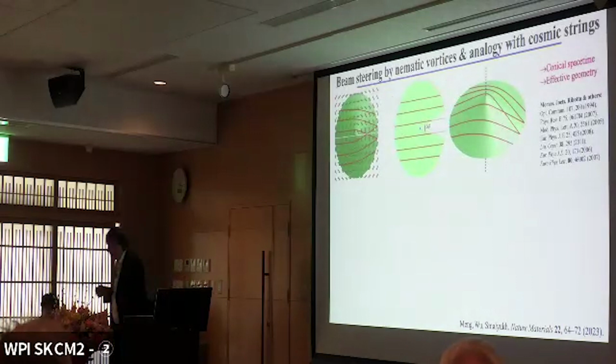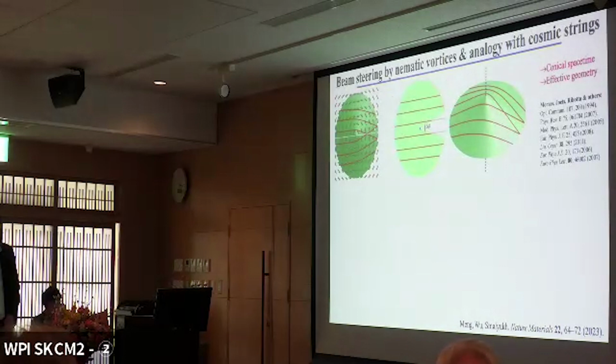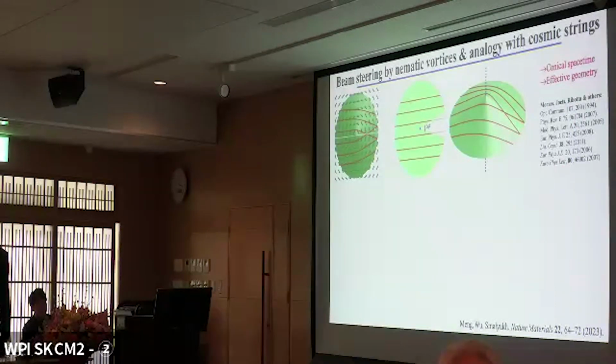And what's very interesting is that this effective cone geometry of refractive index is giving us the focusing of light and steering of light, similar to what was predicted in many works in the past for light steering by cosmological strings, cosmic strings. And so in that case, we have this cone geometry in space-time, and again, we would have very similar deflection of beams of light, or light propagating around the cosmic strings.